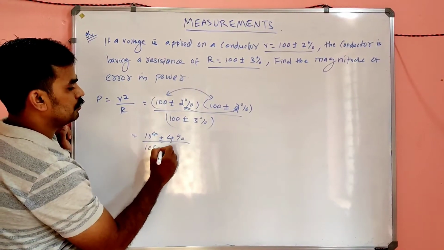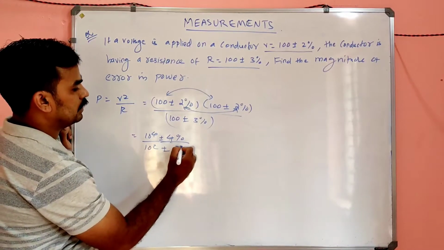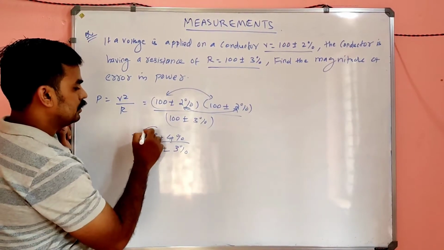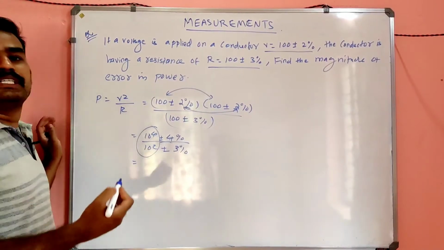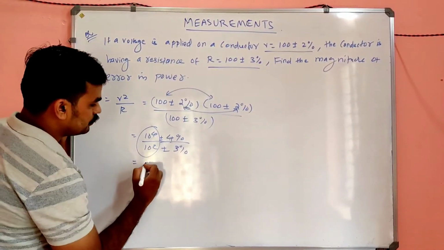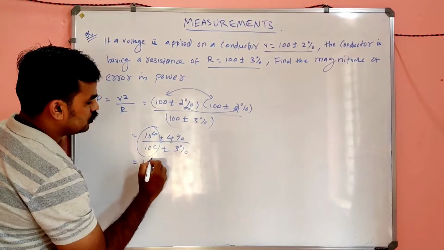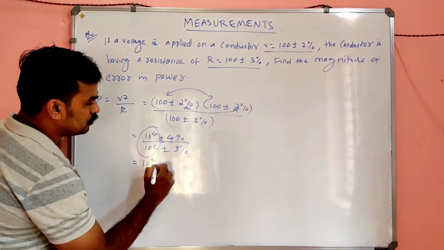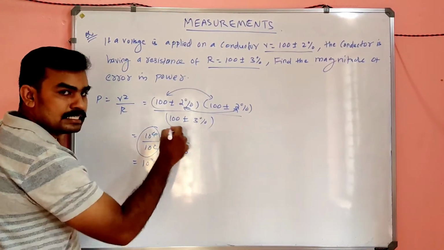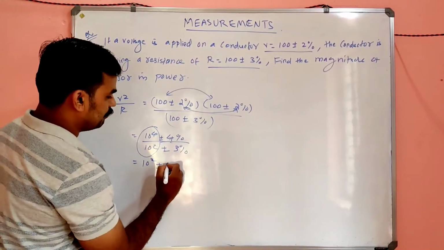10 raised to 2 plus or minus 3 percent, correct? So normal division will be there for magnitudes. So what will it be? 10 raised to 2, right? 4 by 2 will give 10 raised to 2 plus or minus, add this percentage, correct? So 7%.